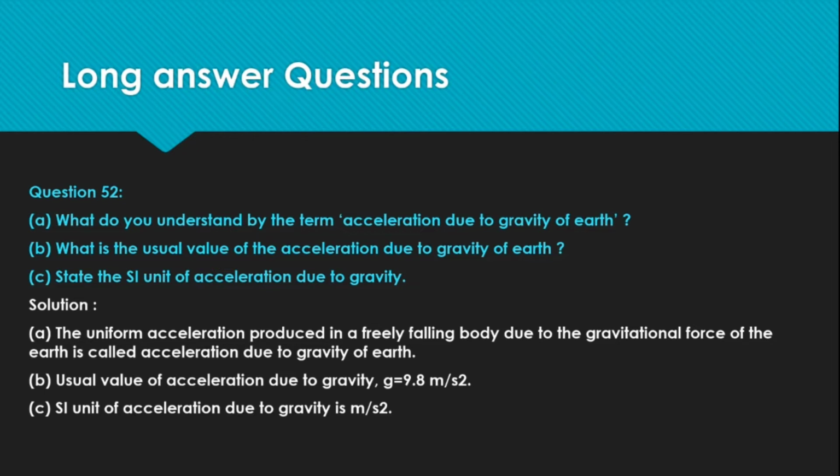And the usual value of acceleration due to gravity is 9.8 meter per second square. But we many times take it as 10 meter per second square in round. And the SI unit of acceleration due to gravity is meter per second square.